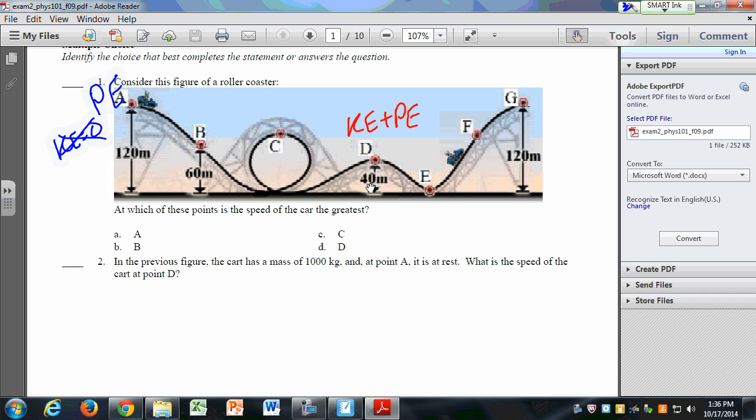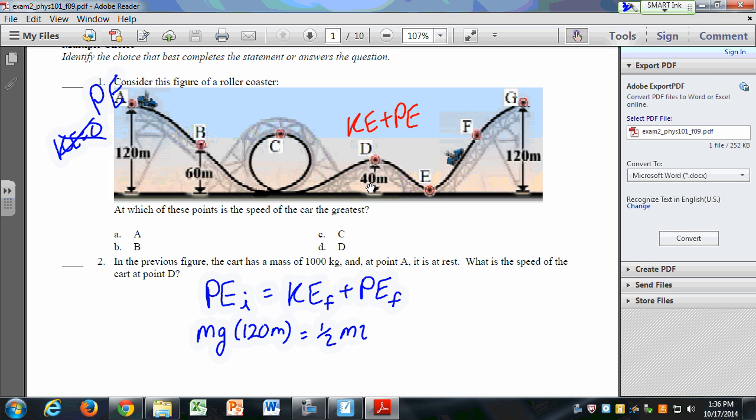All right, so I'll say that the potential energy initial is equal to the kinetic energy final plus the potential energy final. That's going to be mg. I'm going to go and put in the h. 120 meters equals 1/2 mv squared. I want to know what v is. Plus mg times 40 meters.